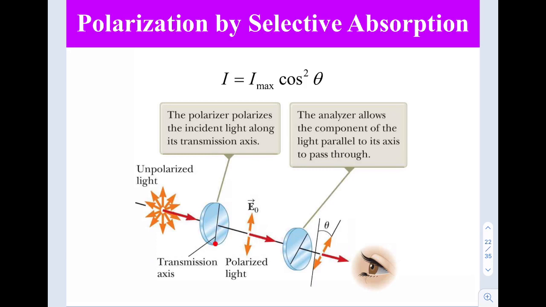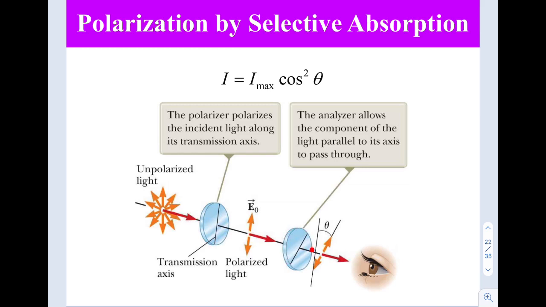So for example, in this diagram, we have already selected this one as the transmission axis. Only E in this direction is allowed to pass the first polarizer here, right? The rest of the E is going to be absorbed by this polarizer. So now the polarized light passed through the first polarizer has E naught. We call this polarized light.